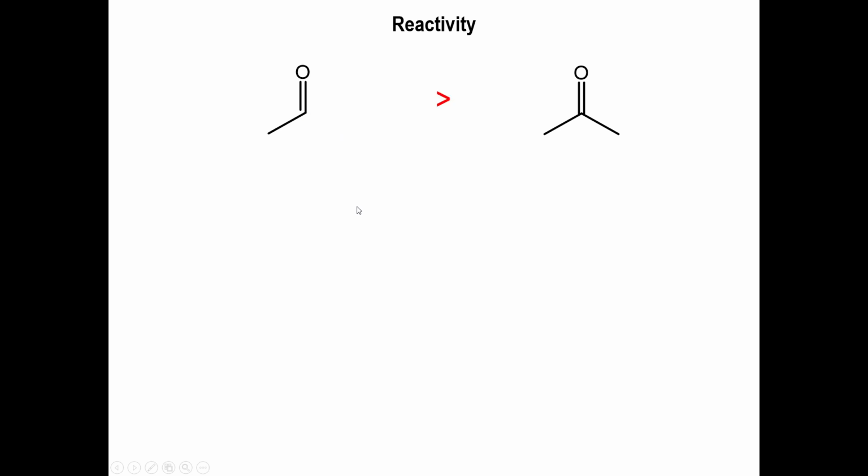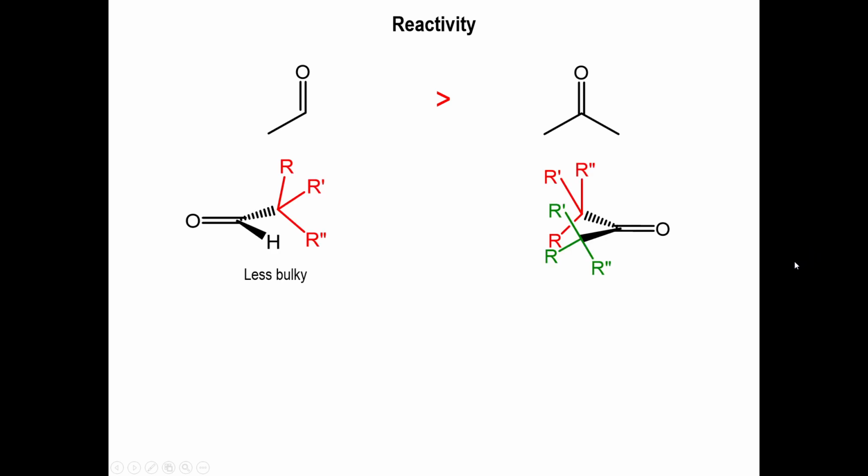So reactivity-wise, what we see is that the aldehydes are more reactive than ketones. And the main reason for that is because the aldehydes, by not having a second alkyl bound to the carbonyl carbon, make it so that attack on the carbonyl carbon or the carbonyl component is more likely because you have a lot more room available for nucleophiles to come by and interact with the carbonyl. Whereas in a ketone, the presence of the two alkyl groups presents a little bit more steric hindrance and a little bit more complication to attach to that carbonyl carbon.